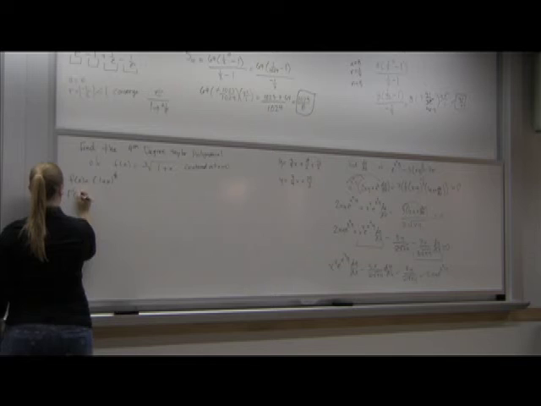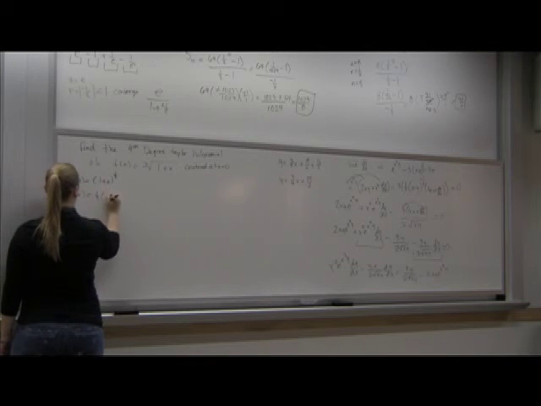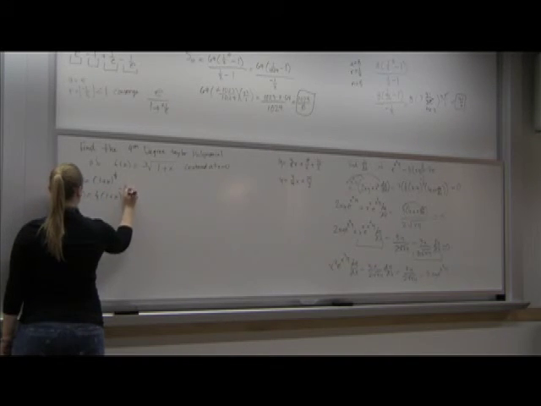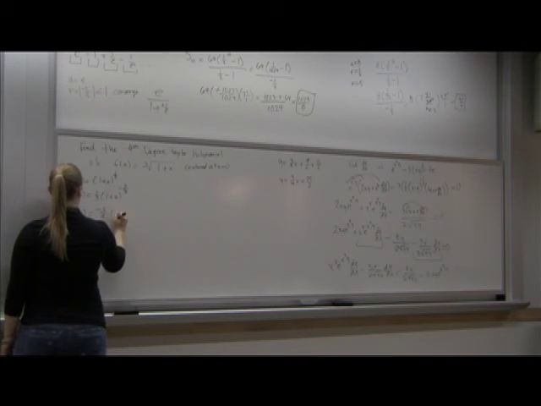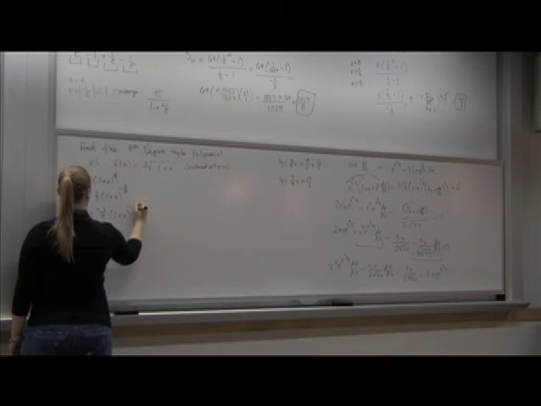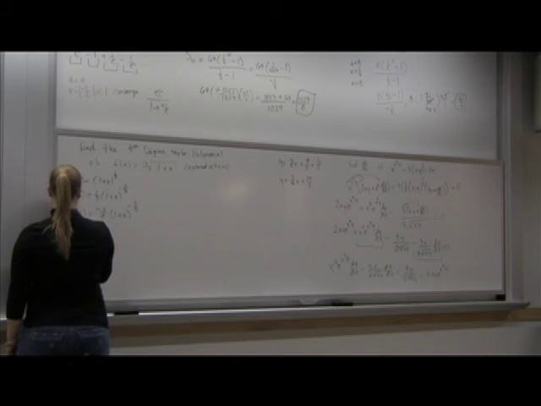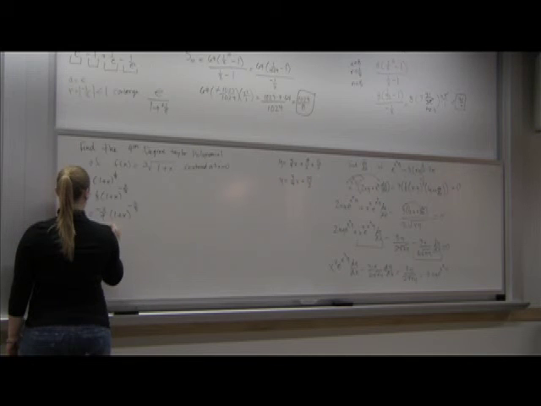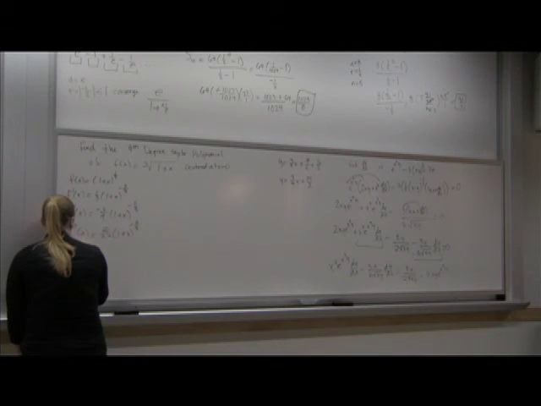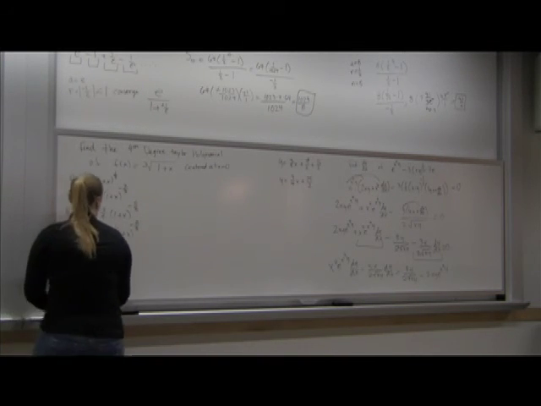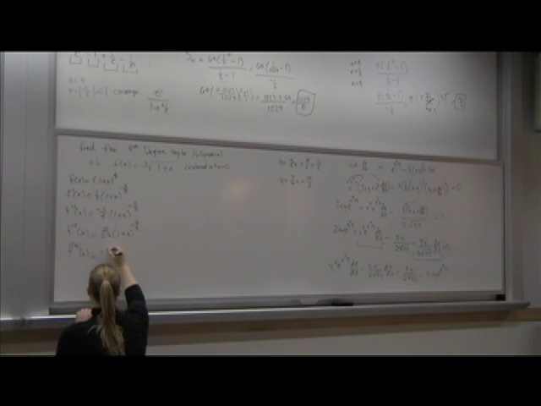My f prime of x is equal to 1/3, 1 plus x to the negative 2/3. My f double prime of x is equal to negative 2/9, 1 plus x to the negative 5/3. My f triple prime is equal to positive 10/27, 1 plus x to the negative 8/3. And my f fourth prime is equal to negative 80 over 81, 1 plus x to the negative 11/3.